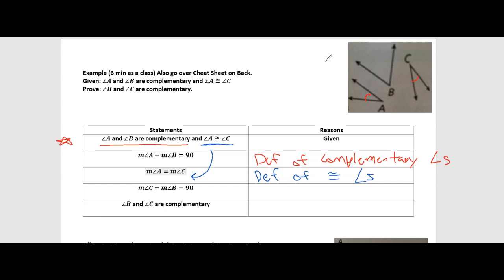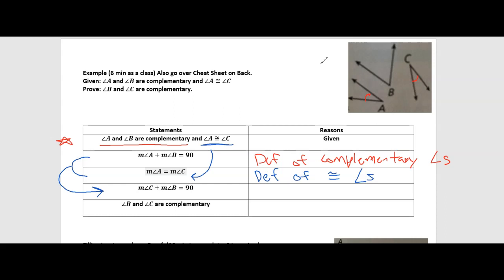Next statement. So we have the measurement of angle C plus the measurement of angle B equals 90. Where did that equation come from, right? Well, let's look at what we have up here. We have these two equations. Is there a way to create this third one from those two? We have A plus B equals 90, and we have A equals C, so C plus B equals 90.